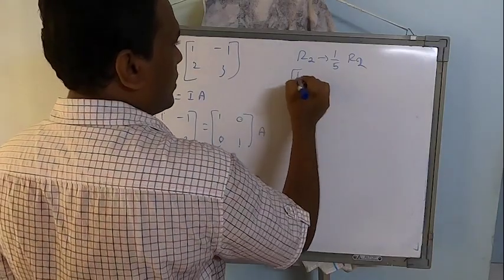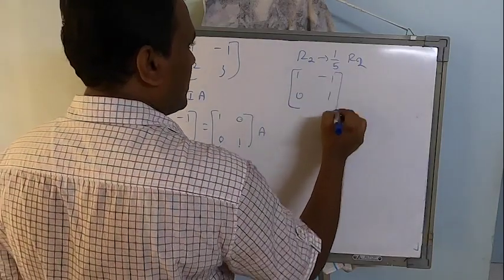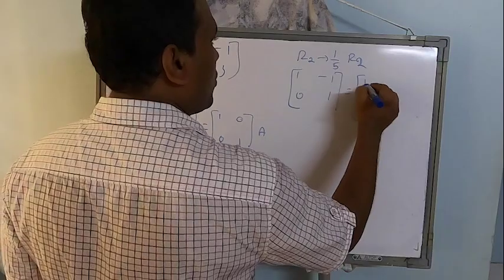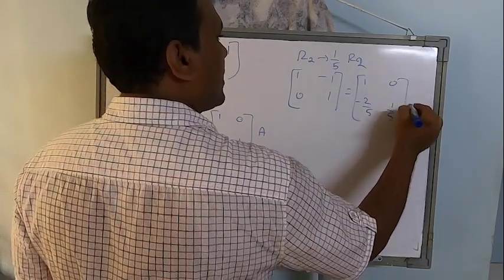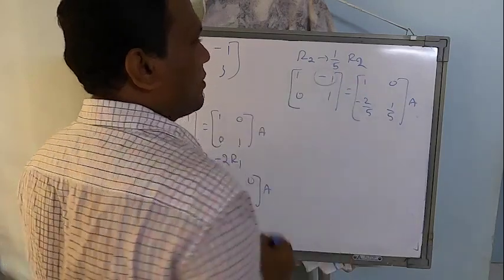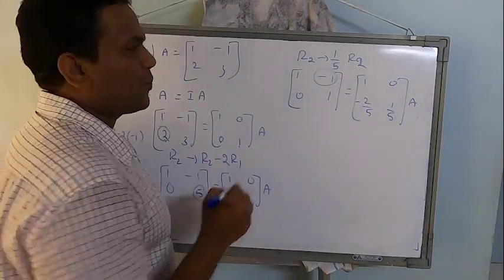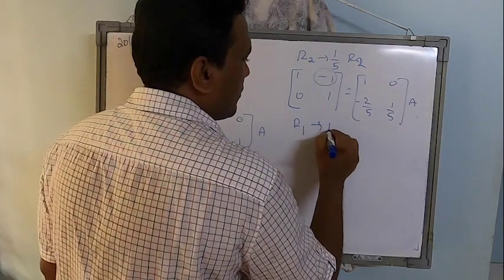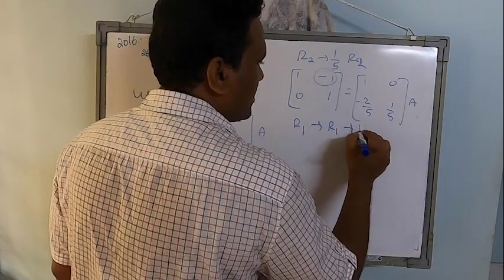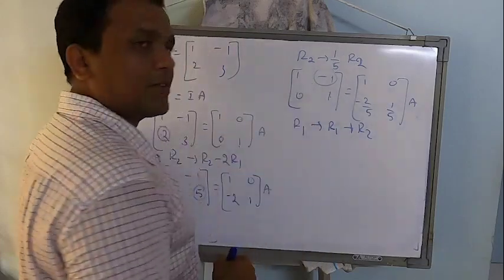So it becomes 1, minus 1, 0, 1. And on the right side, 1, 0, minus 2 by 5, 1 by 5, multiplied by 8. My next target will be this. That should be made as 0. So that's an element of R1. R1 will be written as R1 plus R2. If I add these two, that's enough, right?